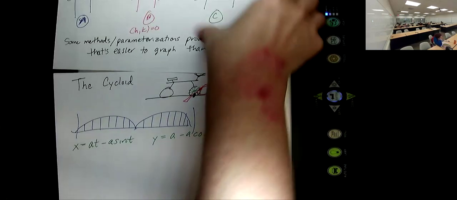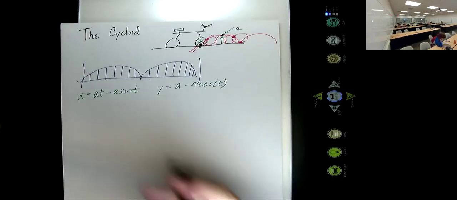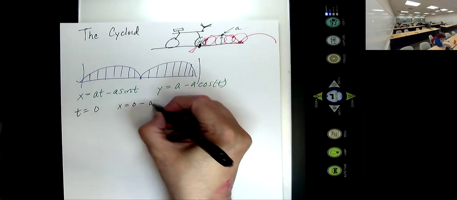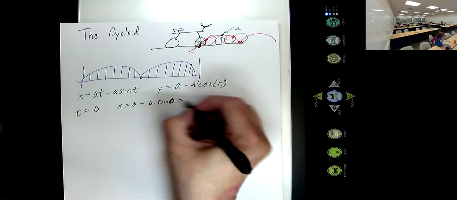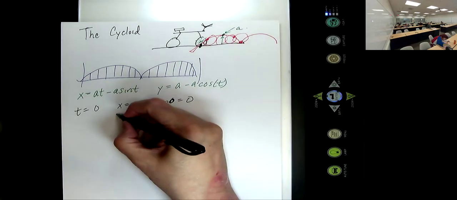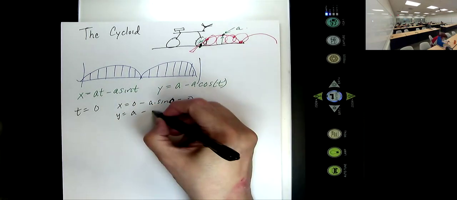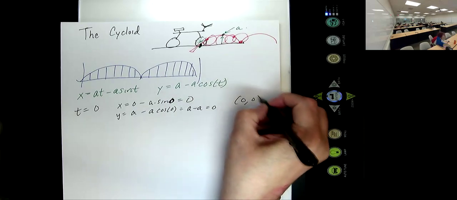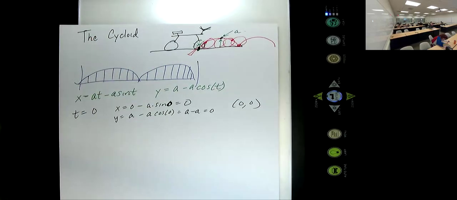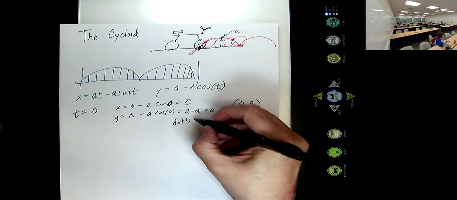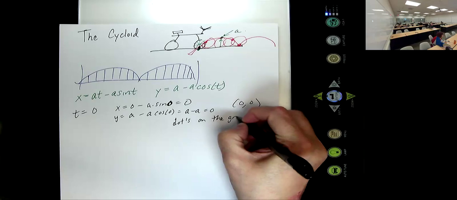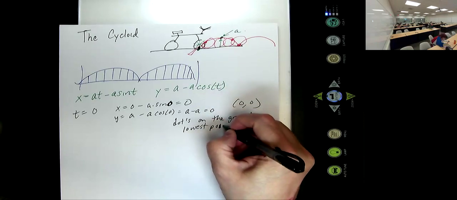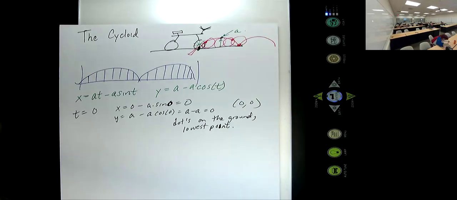We'll just look at a couple of the major T's here. When T equals 0, what happens? X equals 0 minus A times sine 0, which is 0. Sine 0 is 0, so that's all 0. And Y is going to be A minus A cosine 0, which would just be A minus A, which is also 0. So T equals 0 is where it starts at the ground, the dot on the ground, or lowest point. I guess on a ribbon on a bicycle, it's not actually at the ground, it's right above it.